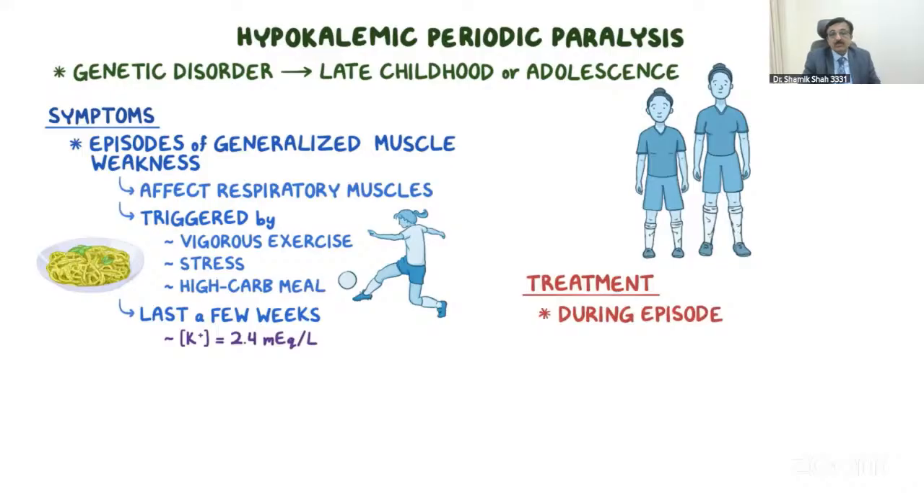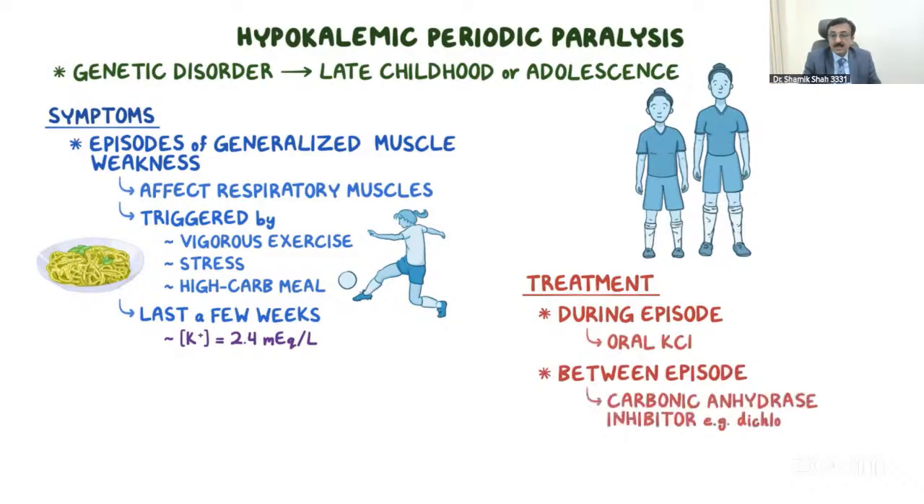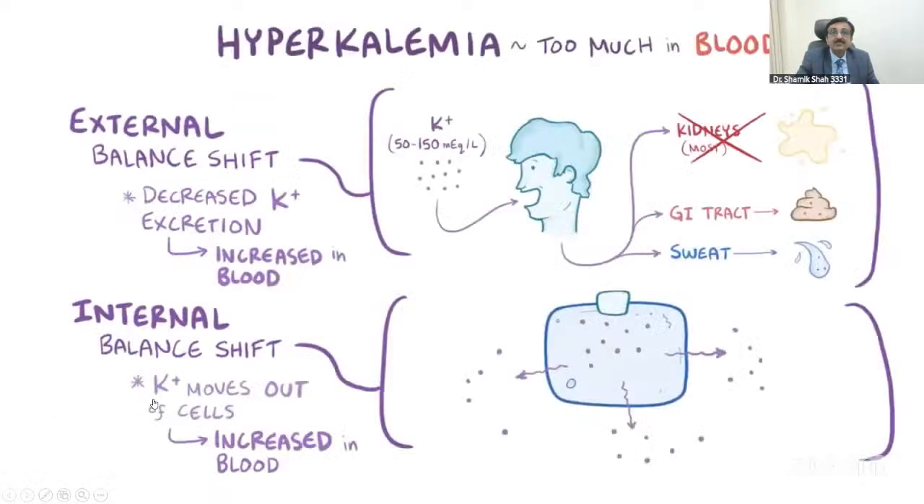Treatment during the episode, of course, is the same as what we discussed, oral KCl. And between episodes, we try to give them carbonic anhydrase inhibitors like acetazolamide. So this was about hypokalemia. Now, let us talk a little bit about hyperkalemia. We say hyperkalemia when there is a higher level of potassium in the blood.